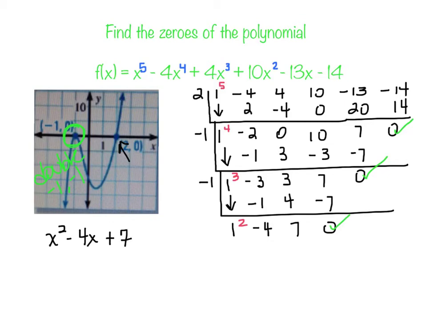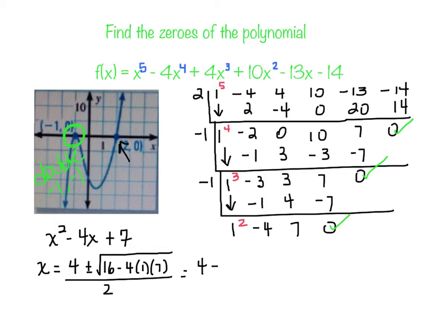And I do not know of any factors of 7 that are going to give me -4, so I'm going to go ahead and do the quadratic formula. -b plus or minus the square root of b squared minus 4ac all over 2a. So this is going to give me 4 plus or minus the square root of 16 minus 28, which is going to be -12 over 2.